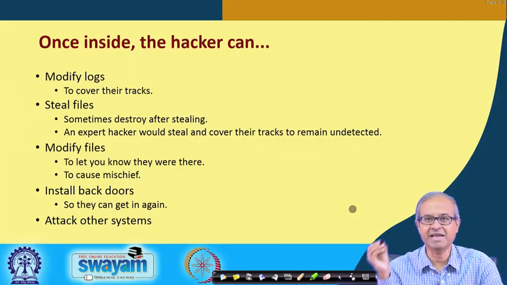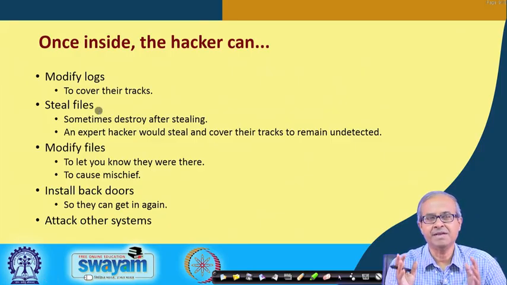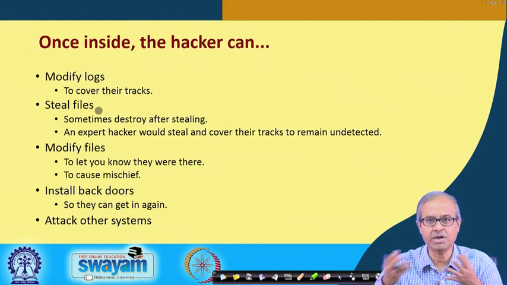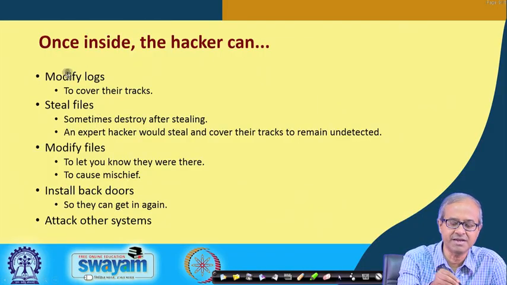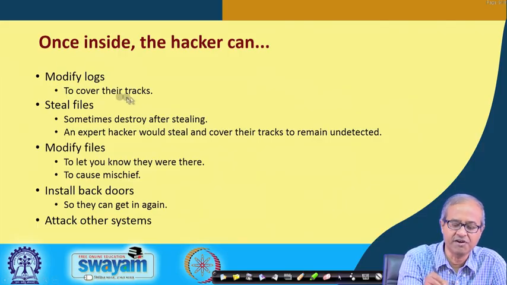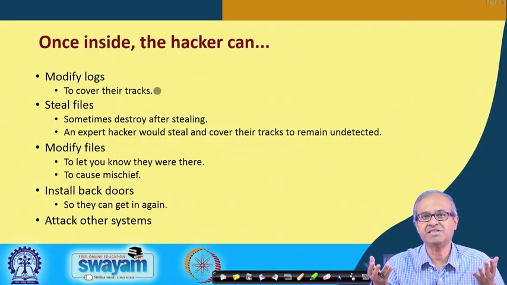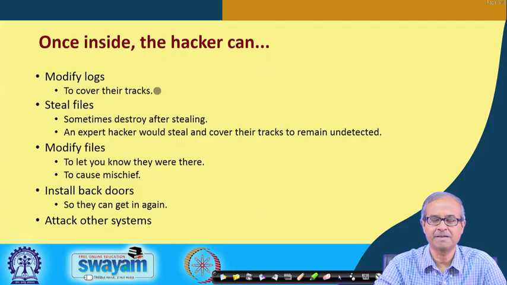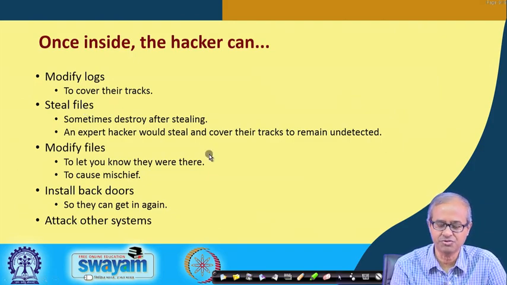Now, once a hacker gains access inside a system, there can be a number of things that can be done. For example, every system usually has a log which monitors who is logging into the system, at what time, what commands they are running, and so on and so forth. So, if the hacker gets into the system, the first thing he or she will possibly try to do is modify the log so that their tracks are erased. So, if the system administrator looks at the log later on, they will not understand whether hacking actually happened or not. So, some entries in the log file can be deleted. Some files may be stolen. Sometimes after stealing, the files can be destroyed also. Okay?